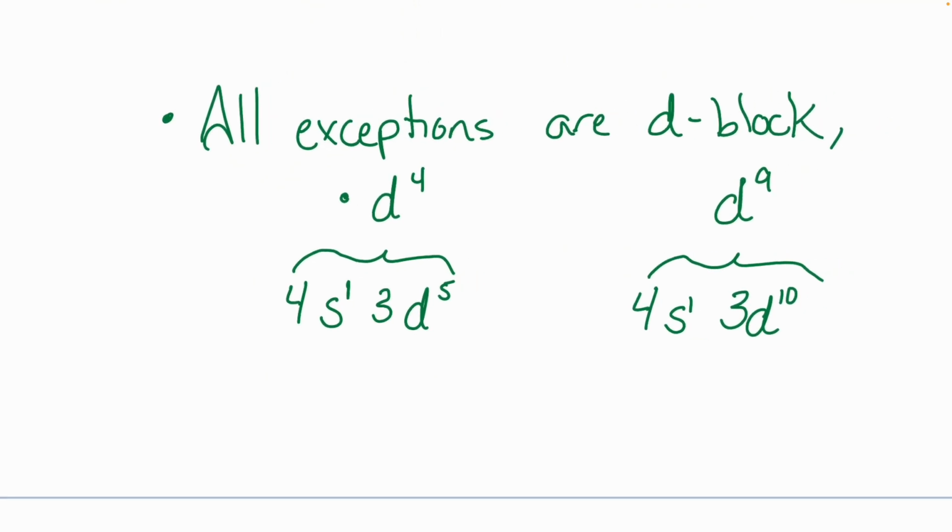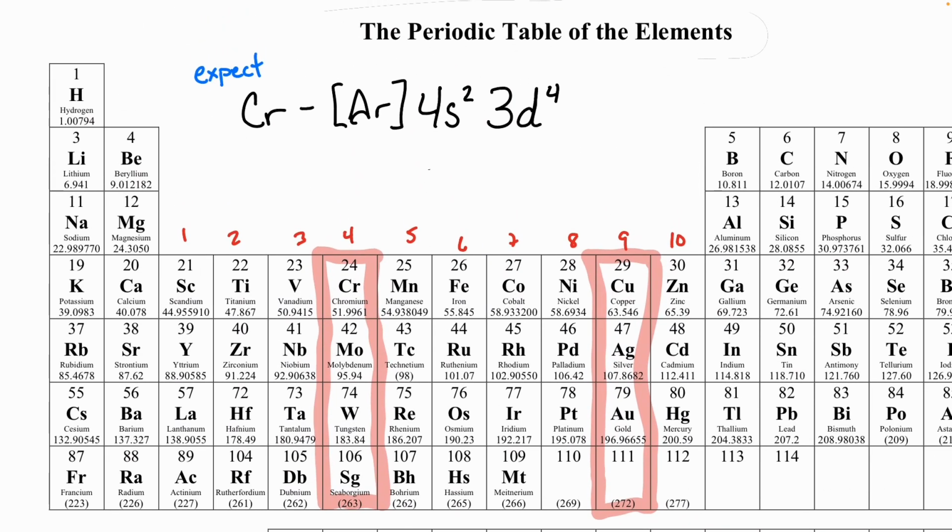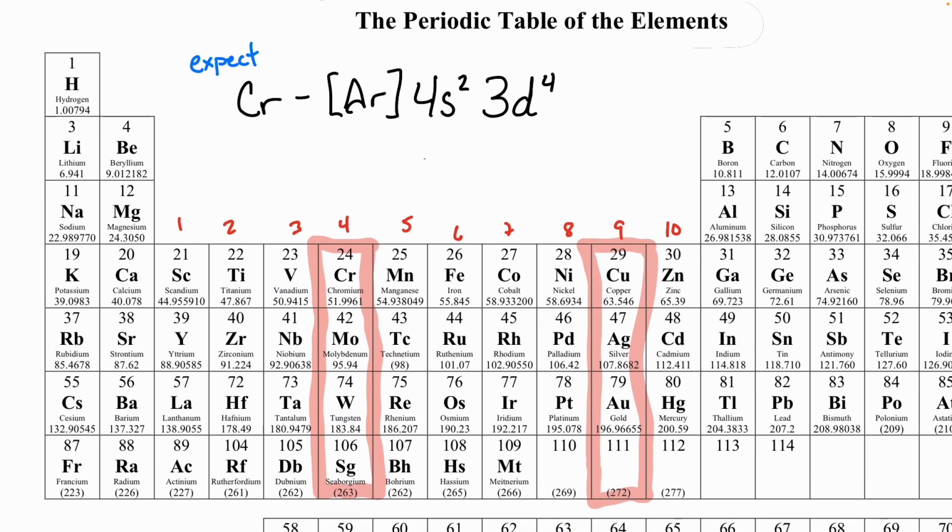So our exceptions are these elements that live in the D block where we would expect them to end in D4 or D9. You'll never see an electron configuration ending in D4 or D9. Instead, you're going to take one away from the s orbital and add it to the d orbital. These are our exceptions. Again, they all live in these same columns on our periodic table. We can just put our actual here.